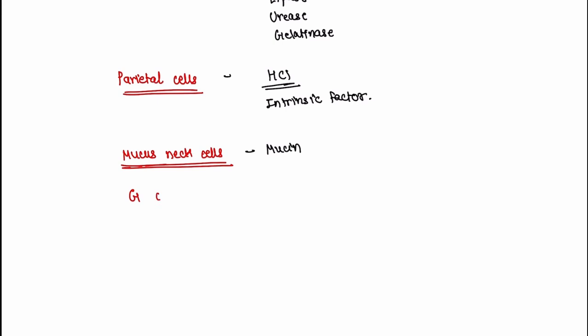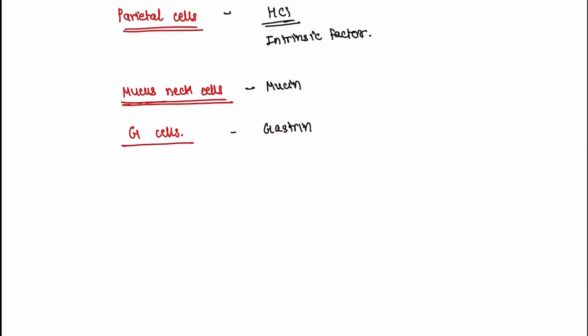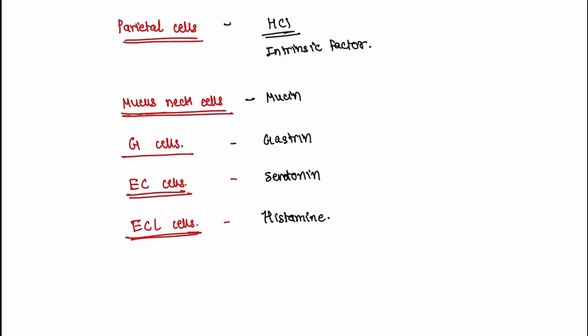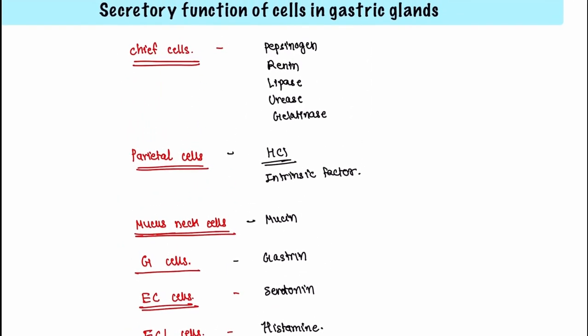Fourth is G cells. They secrete gastrin. Fifth is enterochromaffin cells, which secrete serotonin. And enterochromaffin-like cells, which secrete histamine. So these are the cells which are present in gastric glands and their secretion.